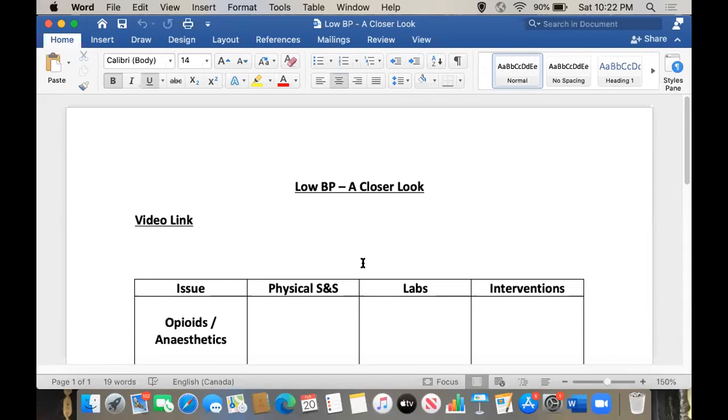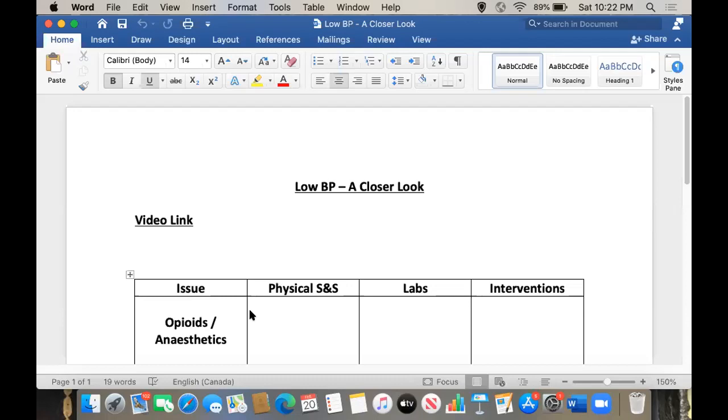Think of this more as a tool to help you get your notes together and your thoughts together on these topics, but really taking out bits and pieces to take a closer look at low BP, which is a really common clinical finding, whether we're in a medical setting or a surgical setting.